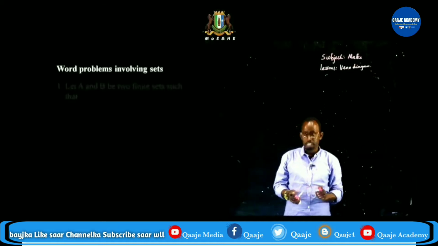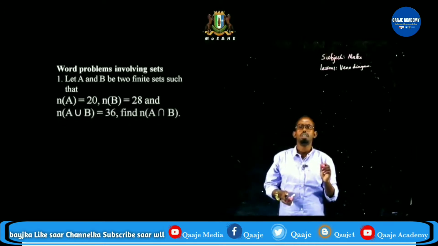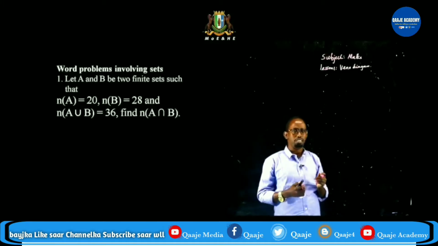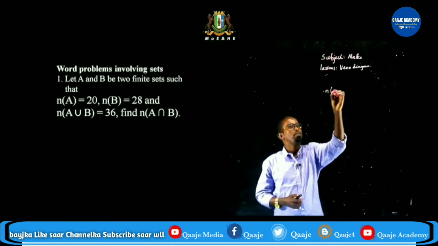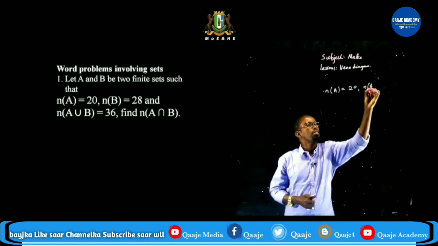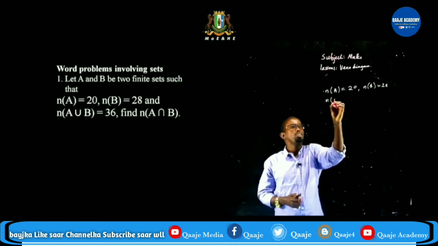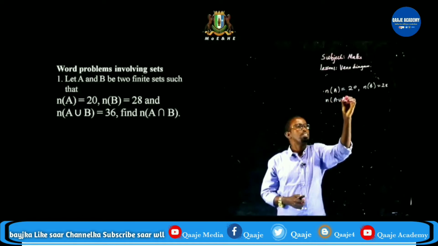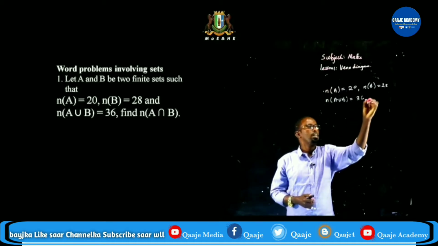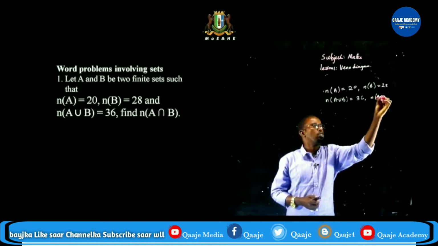Word problems involving sets. Example. Let A and B be two finite sets such that number of elements in A, we have 20. Number of elements in B, we have 28. And then N of A union B is 36. Then you are asked to find the number of elements in A intersection B.